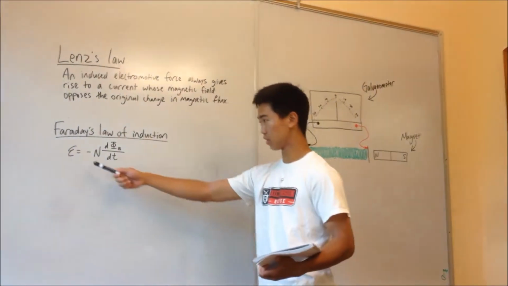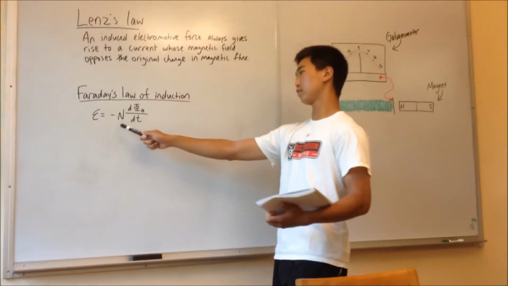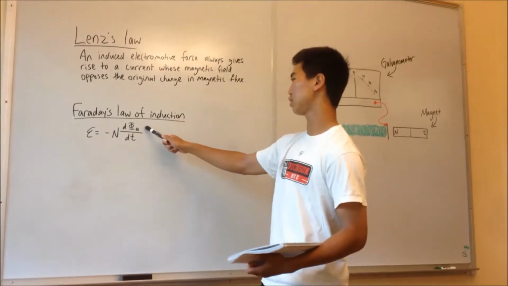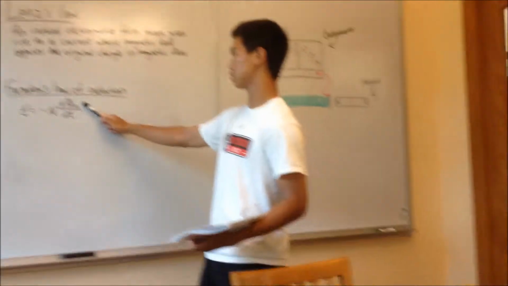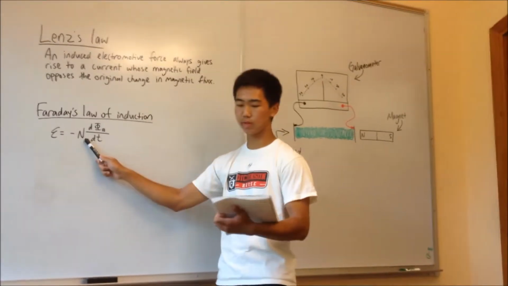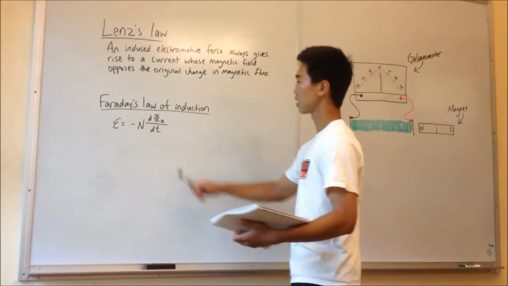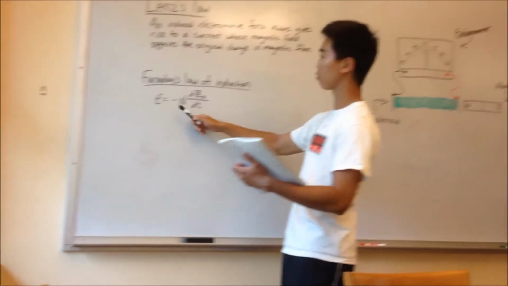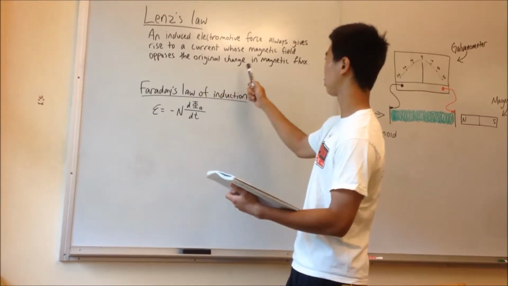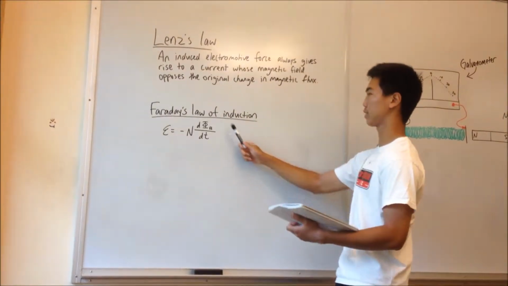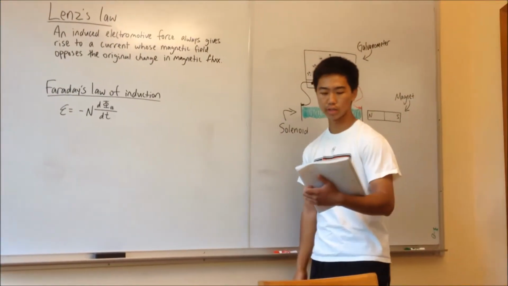So electromotive force here equals negative N times d phi B dt. And phi B means magnetic flux, N means the number of coils in a loop. I'll get to that later. And this negative sign here corroborates with the statement in Lenz's law that the produced magnetic field must oppose the change in magnetic flux. So opposes, negative, that's how those two work together.